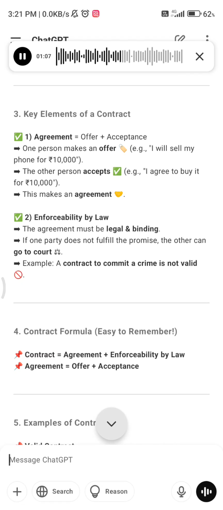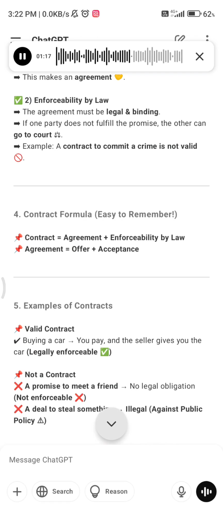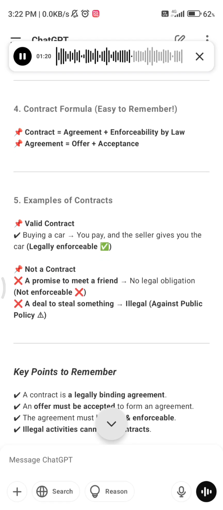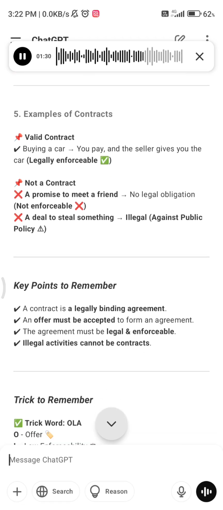2. Enforceability by law. The agreement must be legal and binding. If one party does not fulfill the promise, the other can go to court. Example, a contract to commit a crime is not valid. 4. Contract formula, easy to remember. Contract equals agreement plus enforceability by law. Agreement equals offer plus acceptance.